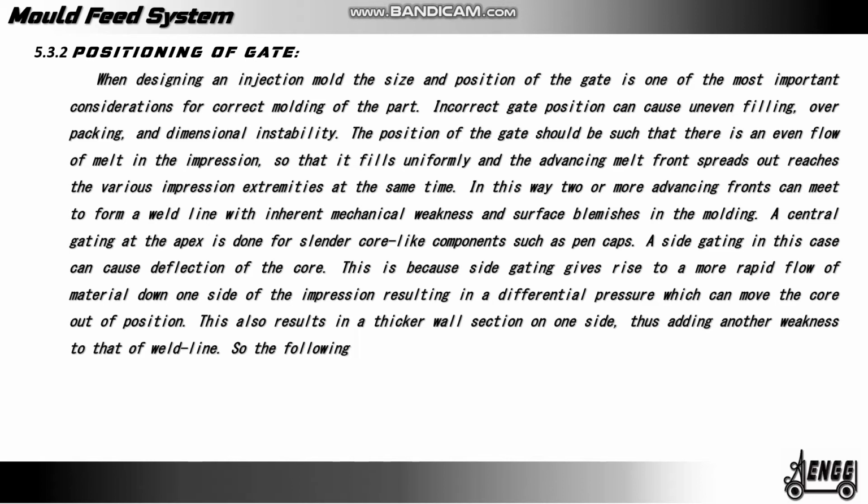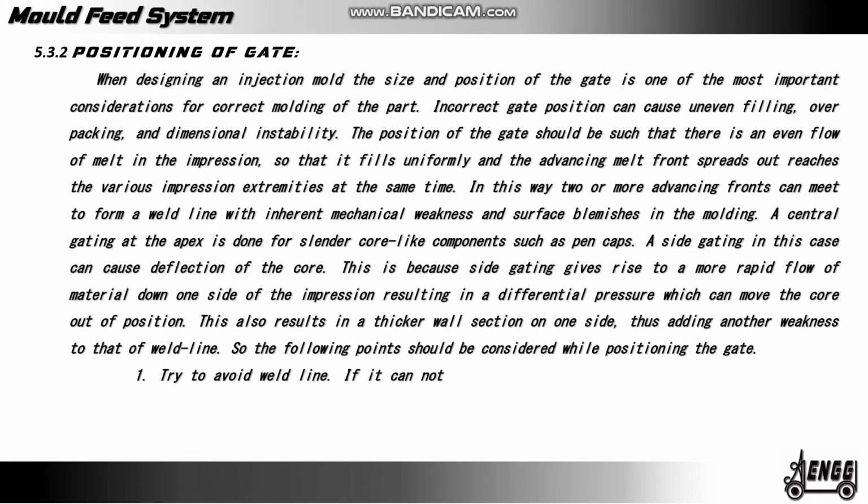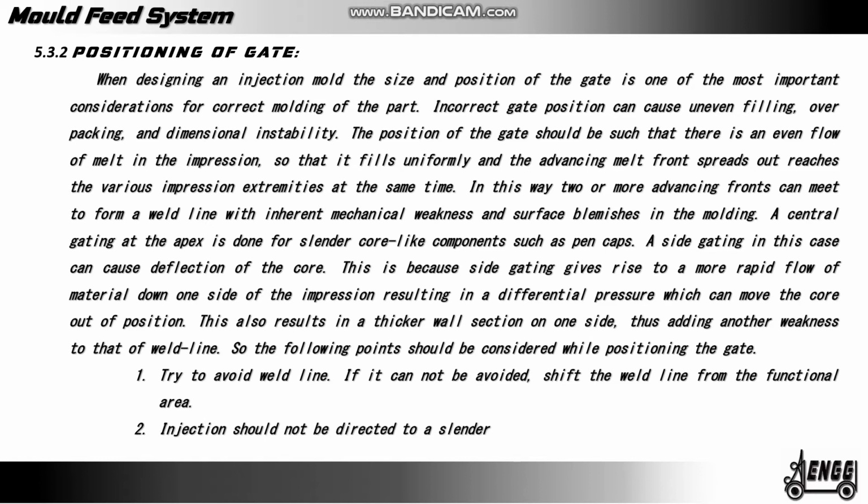So the following points should be considered while positioning the gate. 1. Try to avoid weld line. If it cannot be avoided, shift the weld line from the functional area. 2. Injection should not be directed to a slender core. 3. The material coming out of the gate should immediately meet a restriction to avoid jetting effect.